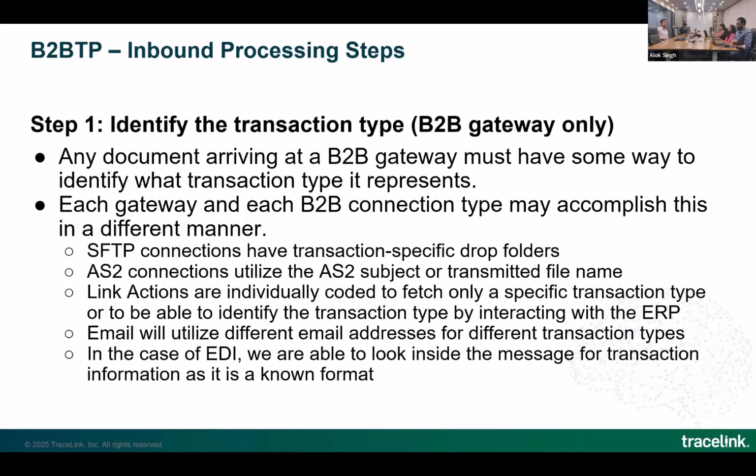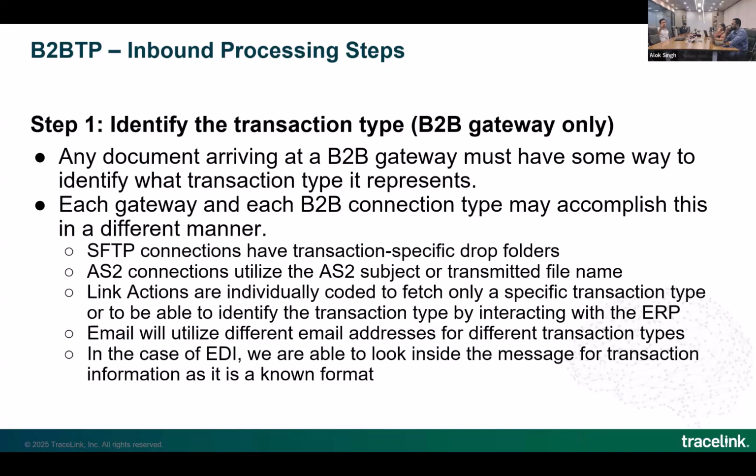So first thing that B2B did is it tried to identify the transaction type. B2B gateway only means if you are doing the transaction from the UI, this step does not come into picture. But now when we are using XTT or SFTP, as soon as you drop the file, the first step that B2B did is it tried to identify the transaction type, right? How does it identify the transaction type?